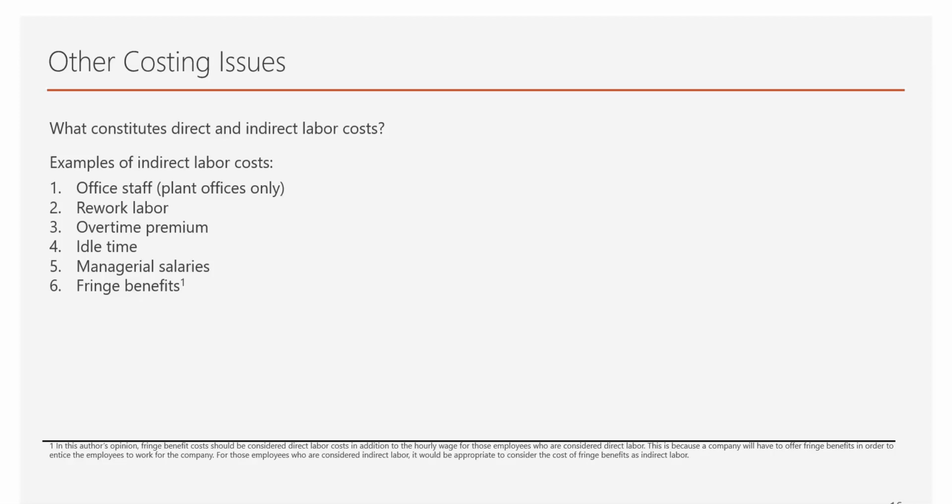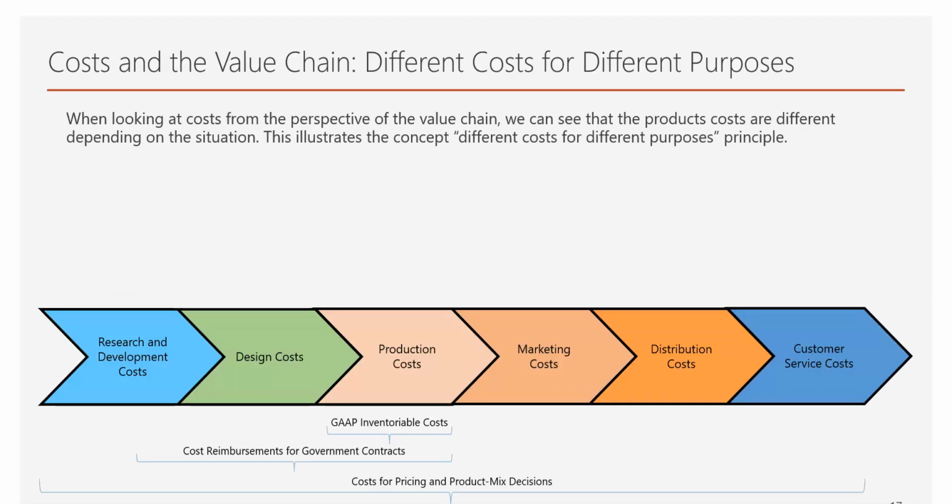Some people would assume that they should all be either indirect or direct. My opinion is that, depending on the normal classification of that person as direct or indirect, their fringe benefits should be the same.